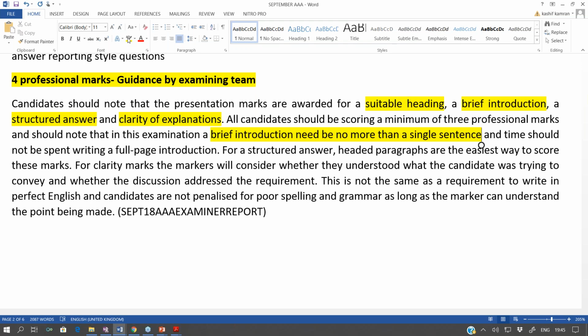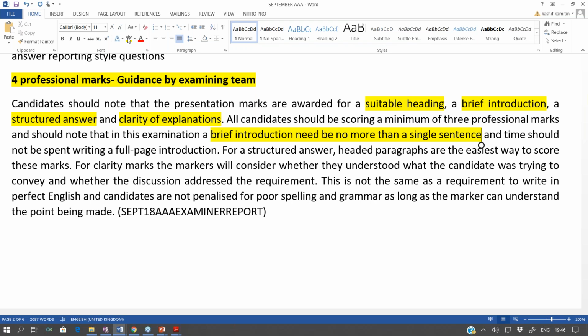And then the examiner says, time should not be spent writing a full page introduction. Now, most of you in this webinar might be repeating the paper. How many times we write lengthy introductions of briefing notes, introductions going on 6 lines, 7 lines, 8 lines. The examiner is even saying it should not be a full page introduction. So is everyone clear on a brief introduction here? Single sentence, right?